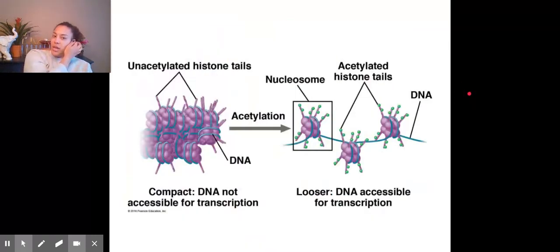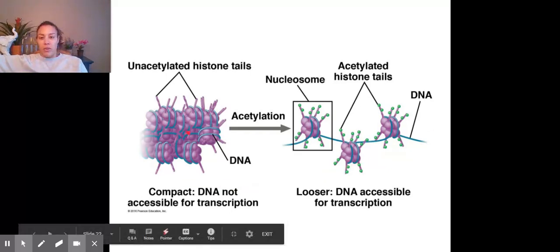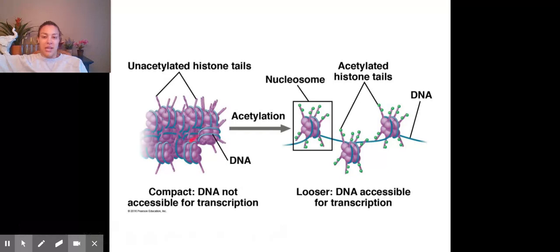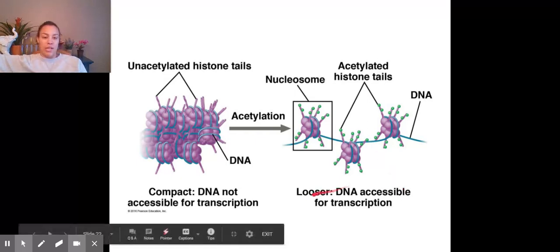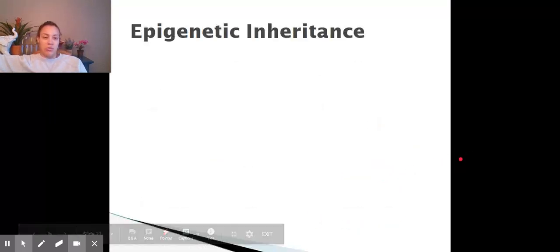So again, here's a look at that acetylation process. So really tightly packed DNA can't be accessed right now because of how tightly wound up it is. We have our acetylated histone molecules that are attaching and kind of separating the strands. And so now DNA is loose and transcription can occur.